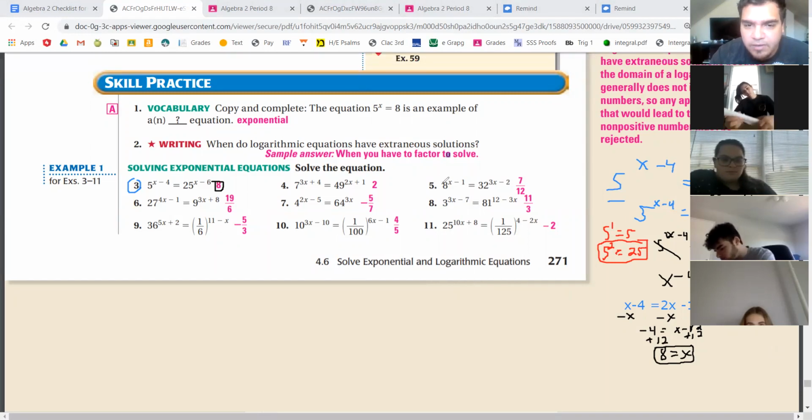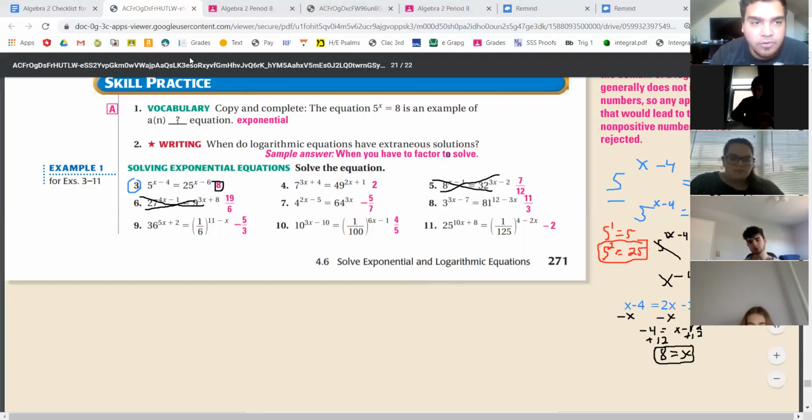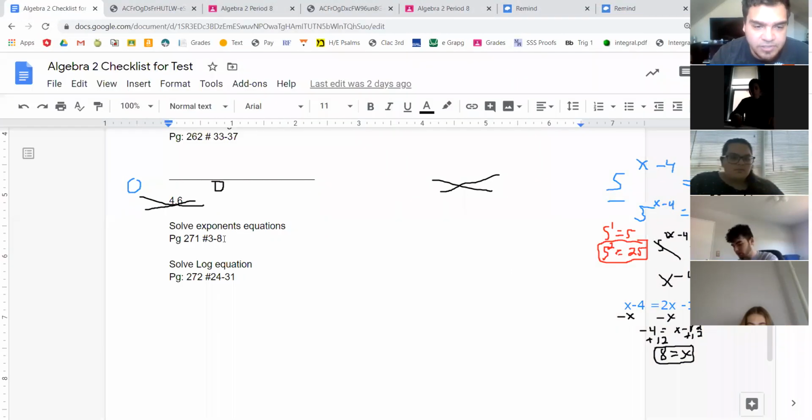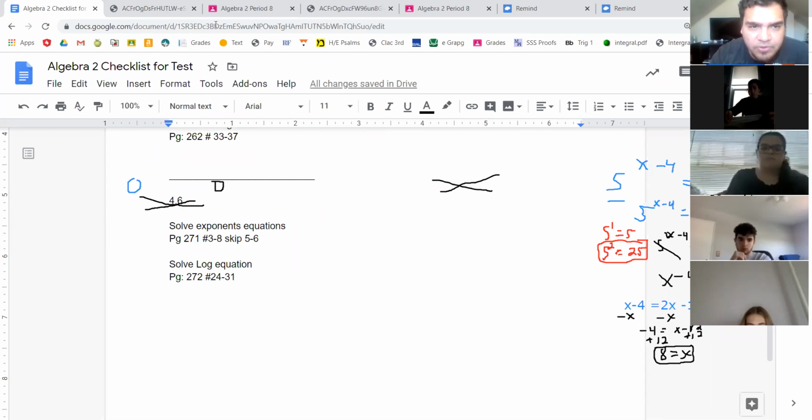And I would recommend, I would like you to skip, and I'll change this on the sheet. Number 5, 6, I would cut those out, because they do something differently, and I don't want you to bother with that. So cross out 5 and 6, and let me actually just change that. So skip 5 to 6. Okay? But those, don't do those.